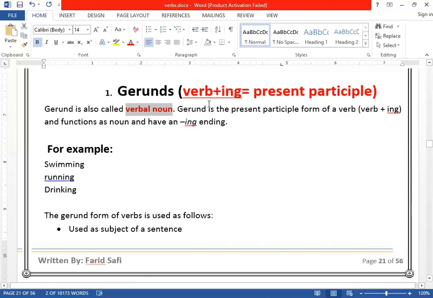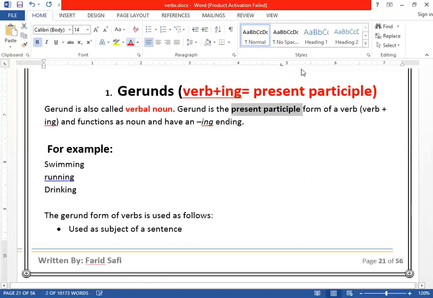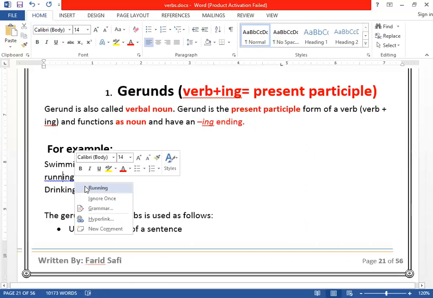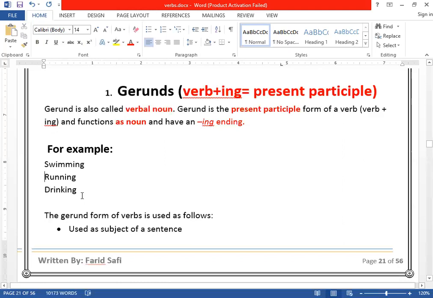So gerund is the present participle form of a verb. Which form of verb? Present participle form. Verb plus ing, excellent. And functions as a noun. So we call it what? We call it gerund. Like for example, swimming. We say swimming, running, drinking, clear. All of them, they are called what? Gerund. Let me give you here examples.